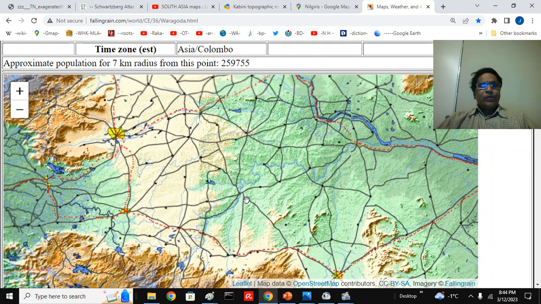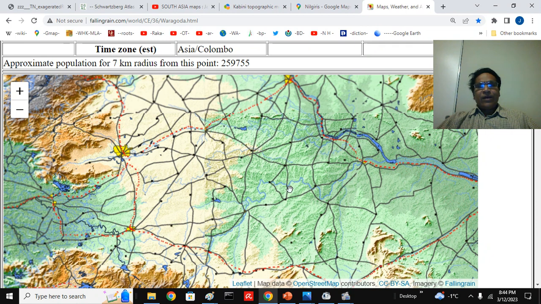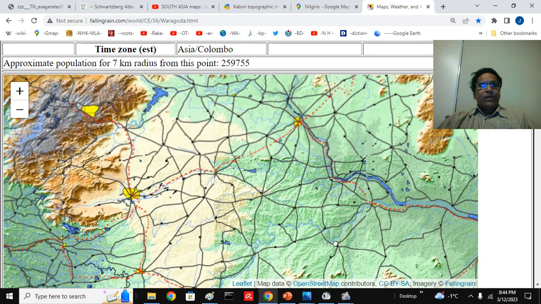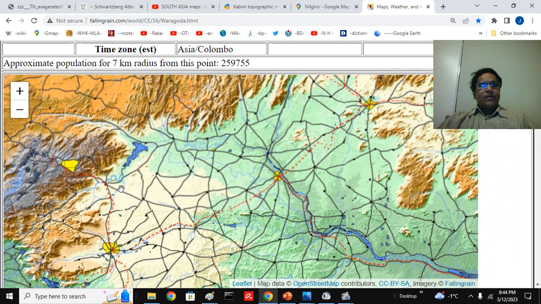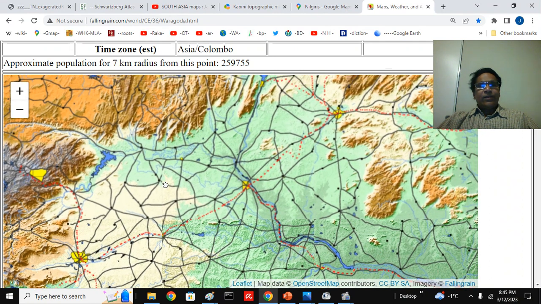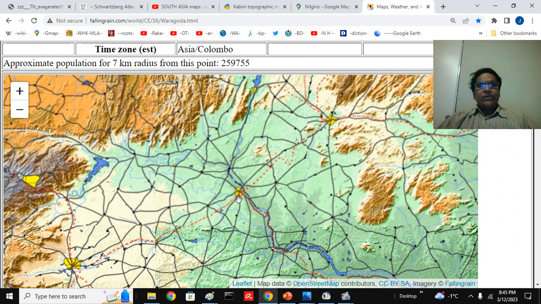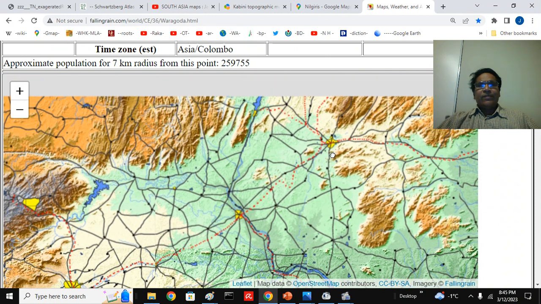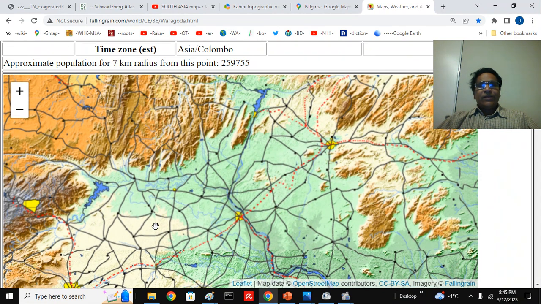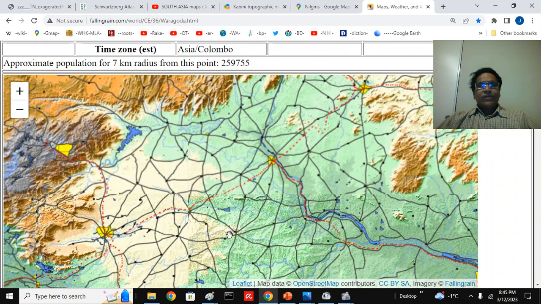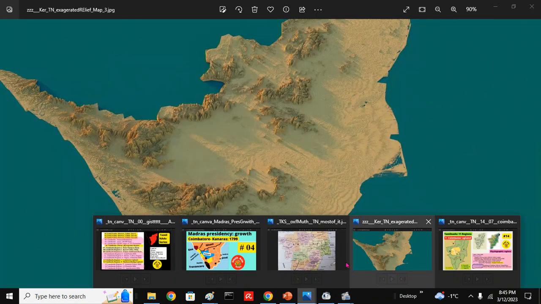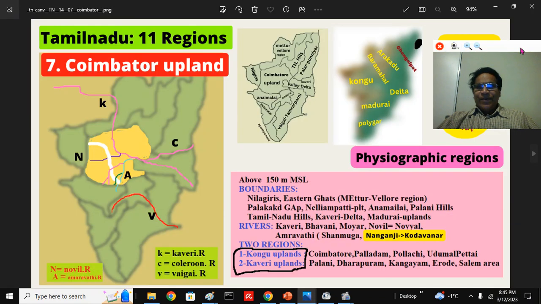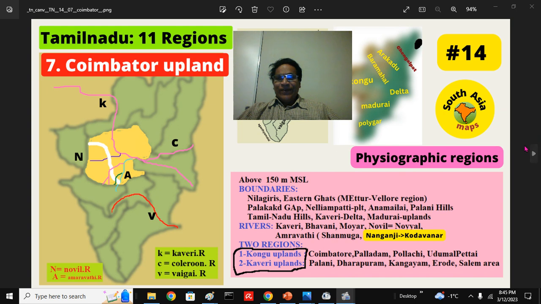Dindigul, this should be Dharapuram, and the Amaravati, and the Shanmukha river, Dharapuram. This is the Amaravati river. You can see this is the Coimbatore, Mettupalayam and Udagamandalam. This is the Bhavani river and Moyar river. So this is the Erode junction, railway junction. This is the Salem. This is the Mettur Dam. So these are the two regions, the western part, eastern part, that we have looked at. That is about the fascinating Coimbatore Uplands we looked at together.